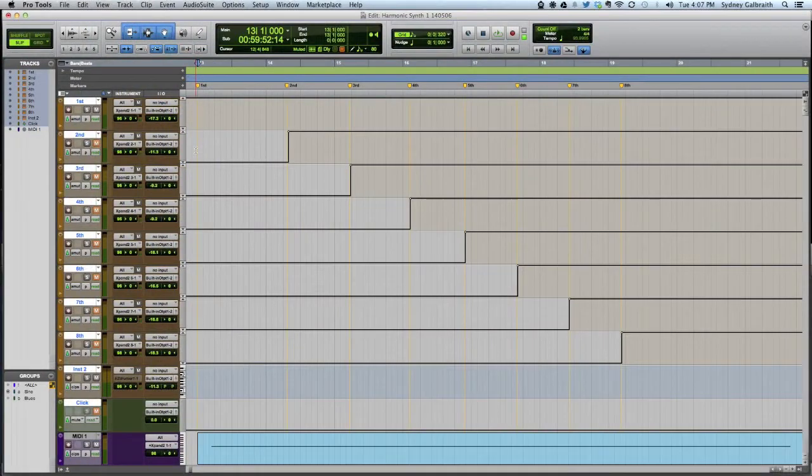Here's what the harmonics sound like all together. And here is that sound played as a C major scale.